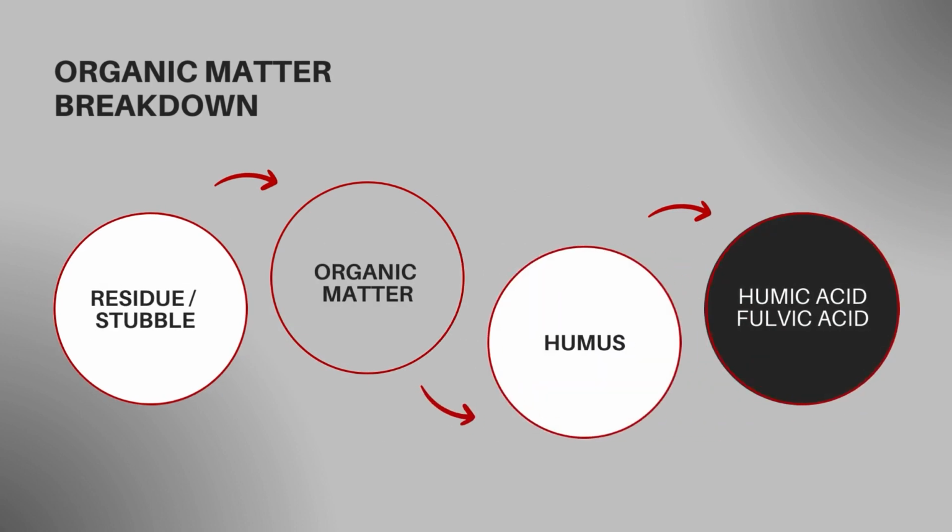So humic acid is everything that we know and love about organic matter, except in liquid form. It's the final product of the degradation of organic matter. So we start with residue, with trash out in the field. It gets broken down into organic matter. The microbes continue to decompose it into humus. And then from humus, we get humic acids and fulvic acids and humates. And for this video, we're just going to be focusing on humic acid.